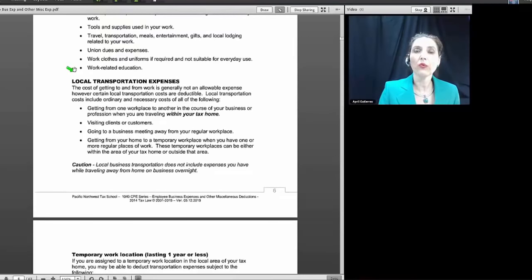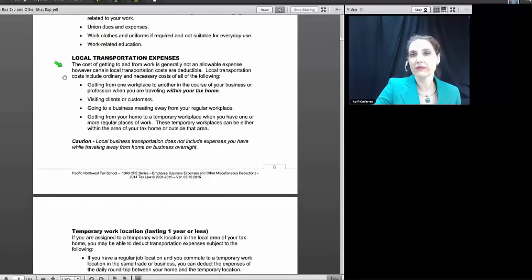and finally, work-related education. We're not going to cover all of those individual topics today, but we're going to cover a lot of them. And we're going to begin with local transportation expenses. Local transportation expenses are the costs for driving around in the vicinity of your tax home.